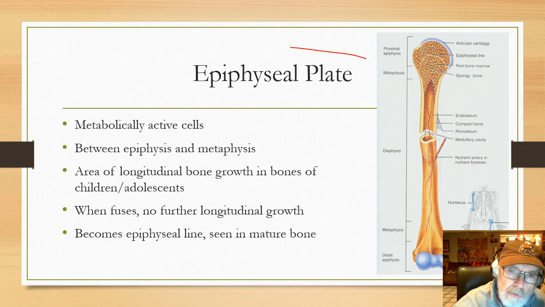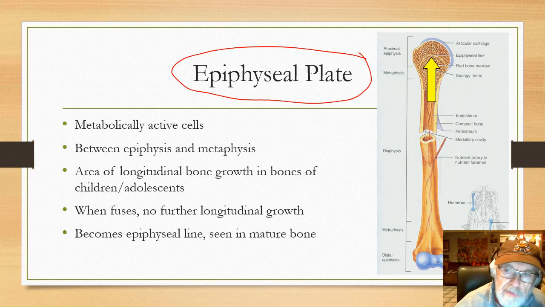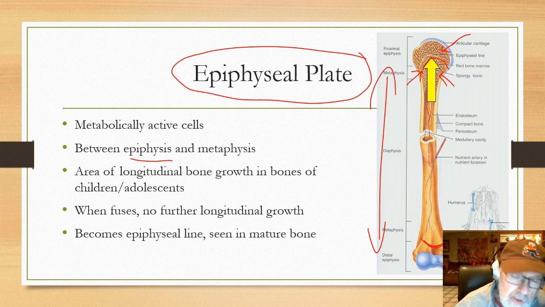Now, that bone growth, like I said, at the end of the long bone is at the epiphyseal plate. So here's an arrow pointing to one. There would also be one down in here, so that'd also be an epiphyseal plate. It's between the epiphysis, which is, as we know, this area of the bone, and this area right here, which is called the metaphysis, which I'll talk about in a second. So we have the epiphysis, the growth plate, and then the metaphysis. And again, this is an area of longitudinal bone growth in long bones, in children and adolescents.